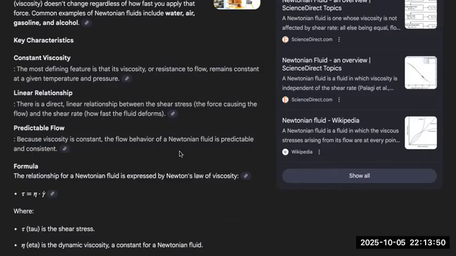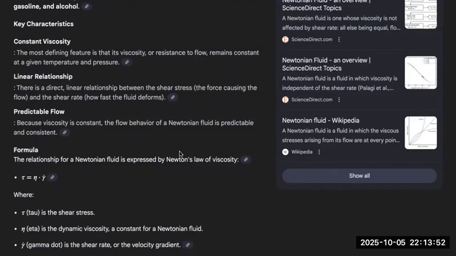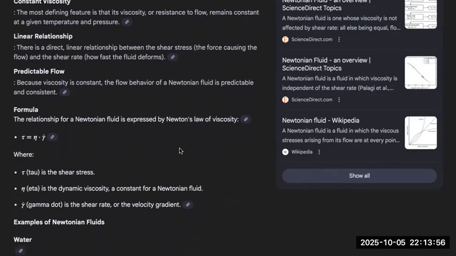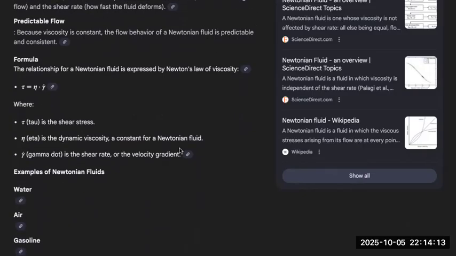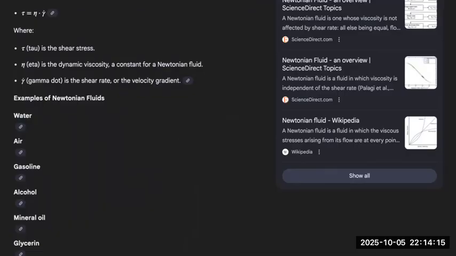The relationship for a Newtonian fluid is expressed by Newton's law of viscosity, where tau, the shear stress, is equal to eta times gamma dot. Tau is the shear stress, eta is the dynamic viscosity, a constant for a Newtonian fluid, and gamma dot is the shear rate or the velocity gradient. This is often represented as du over dt, I believe. Let's go back to our problem.